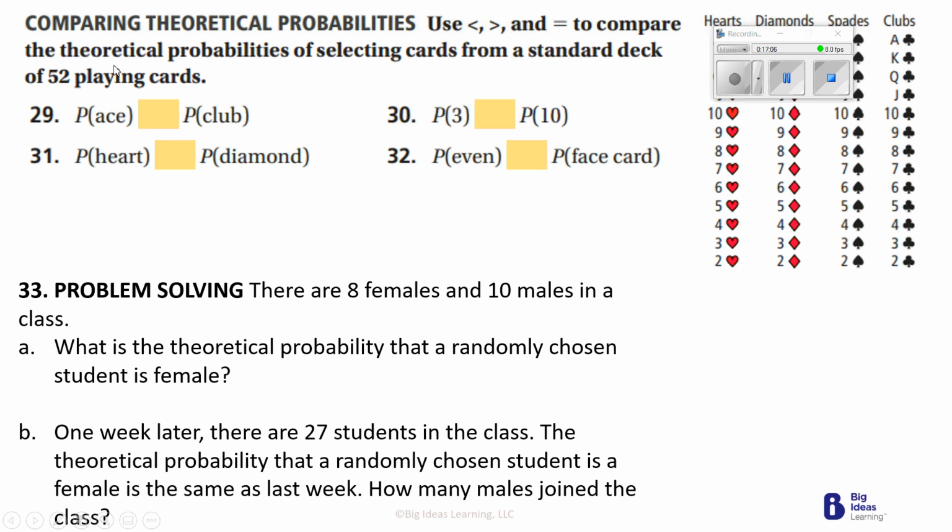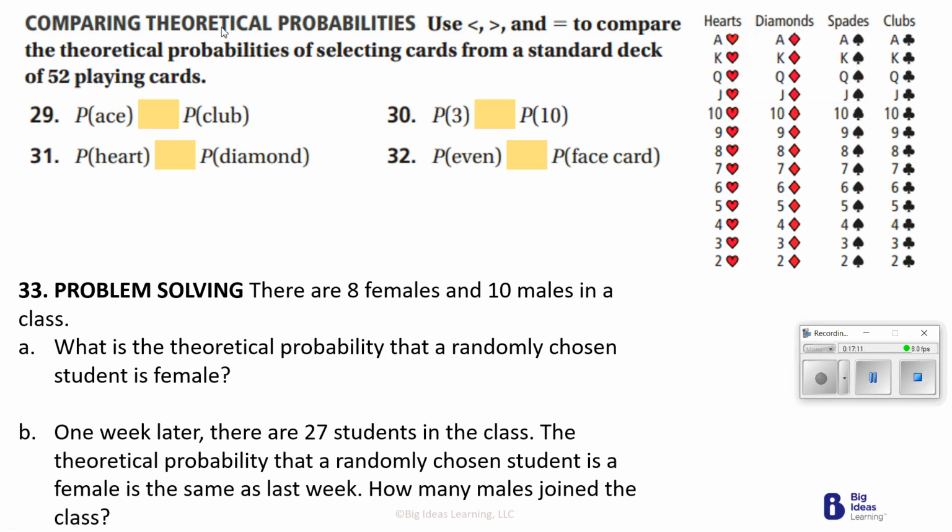All right, let's go to number 29. It says here, comparing theoretical probabilities, I'm going to use less than, greater than, or equal to compare the theoretical probabilities of selecting cards from a standard deck of 52 playing cards. So the probability of getting an ace or the probability of getting a club. The probability of getting an ace is 1, 2, 3, 4 out of 52. But the probability of getting a club is 1, 2, 3, 4, 5, 6, 7, 8, 9, 10, 11, 12, 13 out of 52.